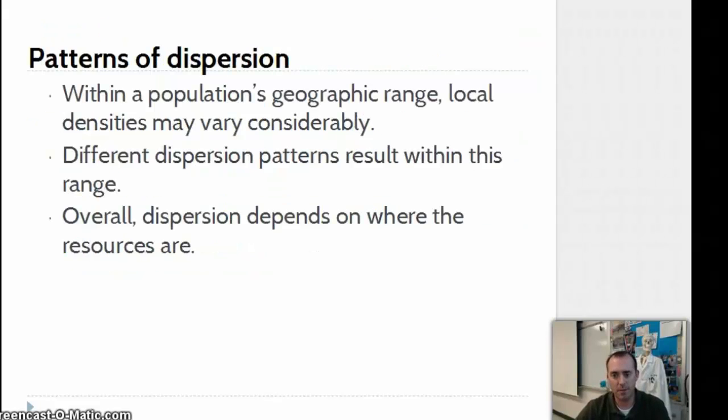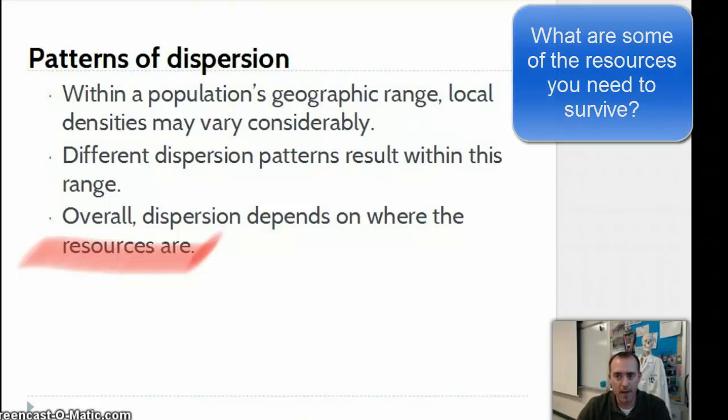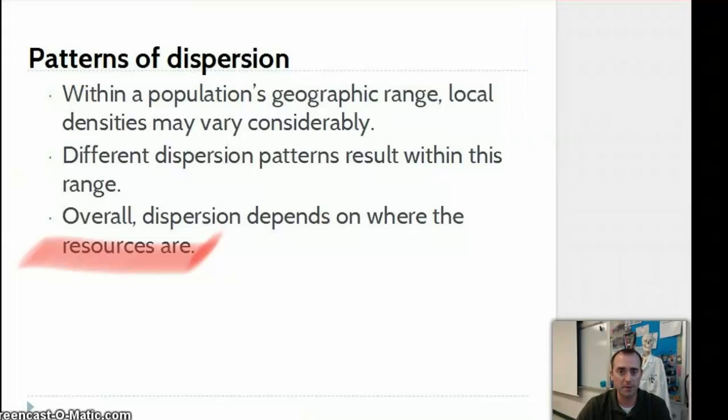Looking at patterns of dispersion, we look at the geographic range and we look at the local densities, and we can see that they vary considerably. They form what we call different patterns of dispersion. Overall, dispersion is pretty much dependent on where the resources are. Resources really control where organisms are. We'll look at a water hole. Most organisms will be around that water hole. Again, take our cafeteria example. Your resource at lunchtime is sitting at the table, eating your food, and talking with your friends.